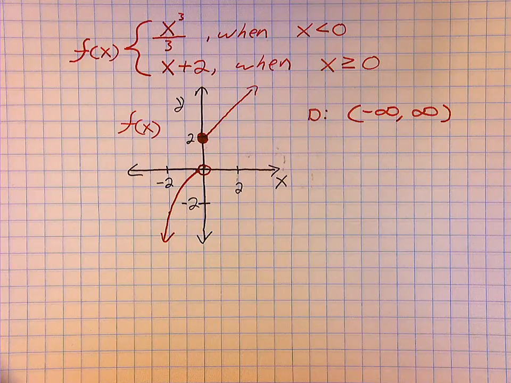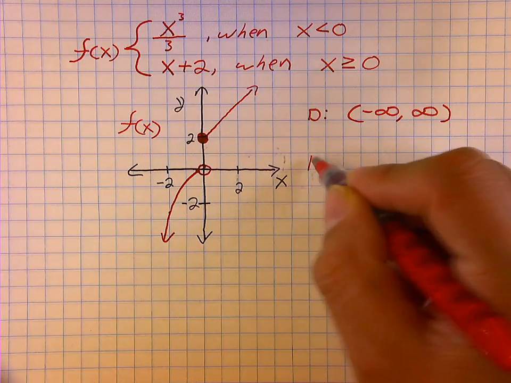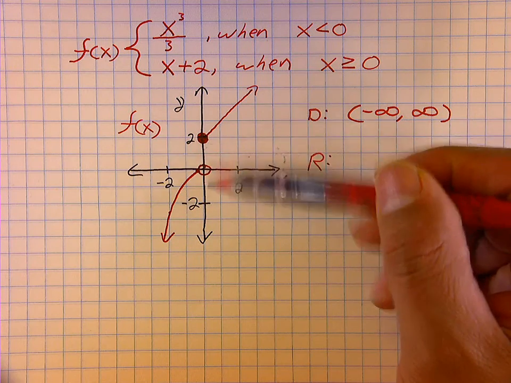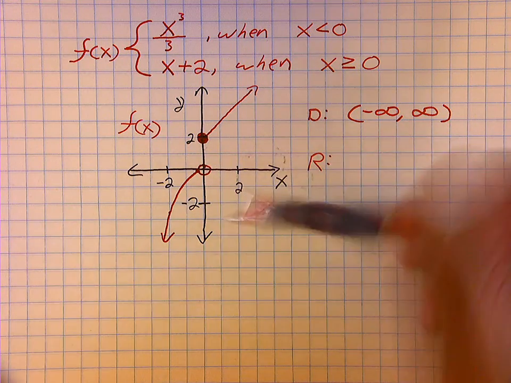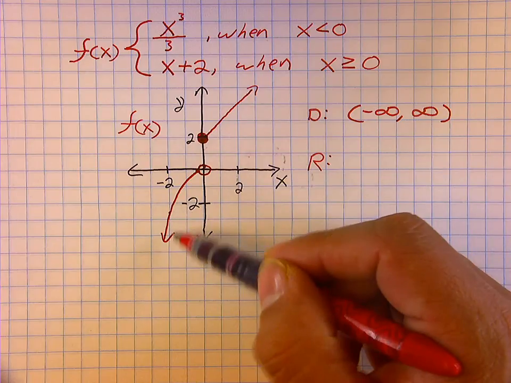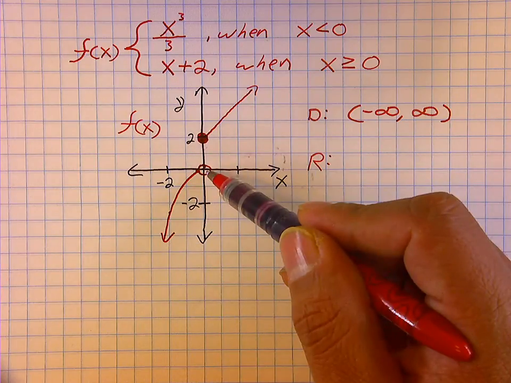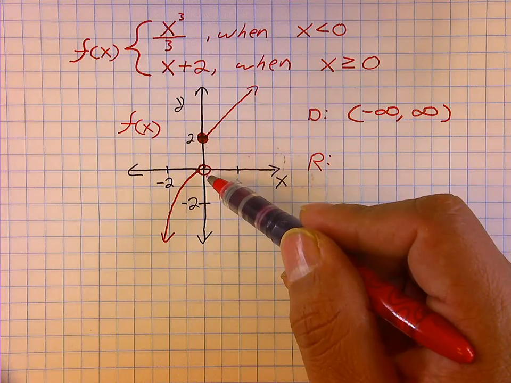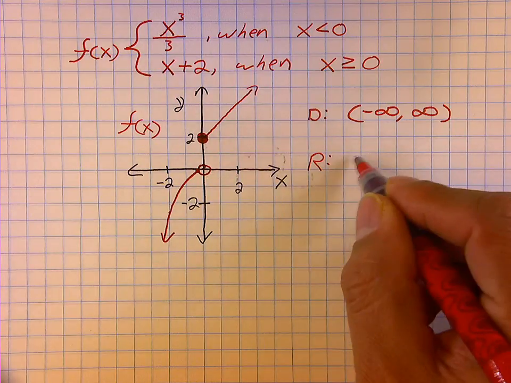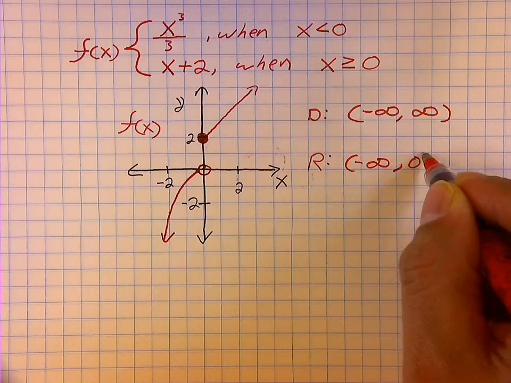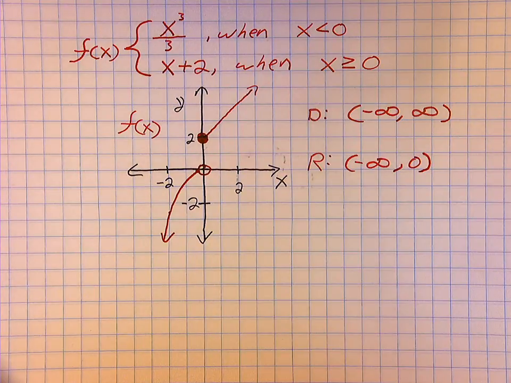I would write this, if I was going to use interval notation, from -infinity to +infinity. With the range, it's going to be a little bit different, because on the range, this break is going to be very relevant, which means this piece of the function has a range from -infinity all the way up to 0, but it does not include 0. So from -infinity up to 0, not including 0.